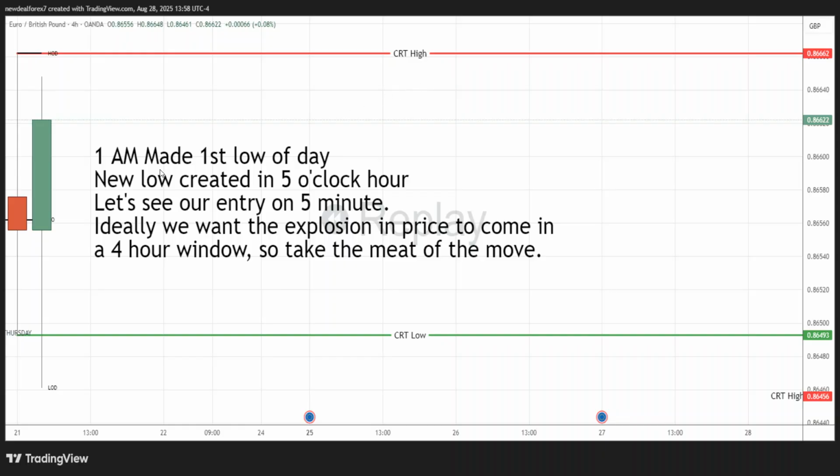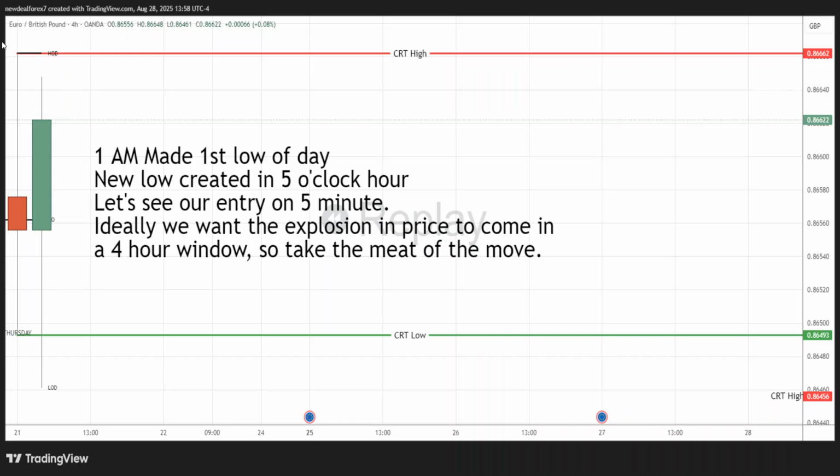This one here, 1 a.m. made the first low of the day. The new low was created in the 5 o'clock hour. So we're going to see our entry on the 5-minute chart. And again, we want to be out in the next 4 hours. So we want to be out by 9, all right, before the USA session starts.